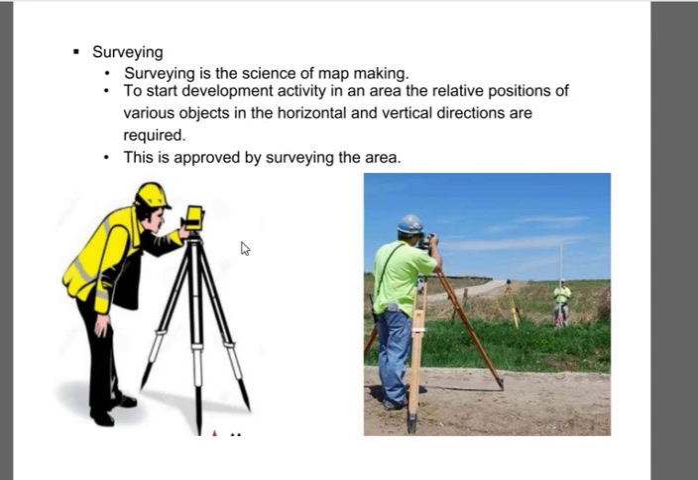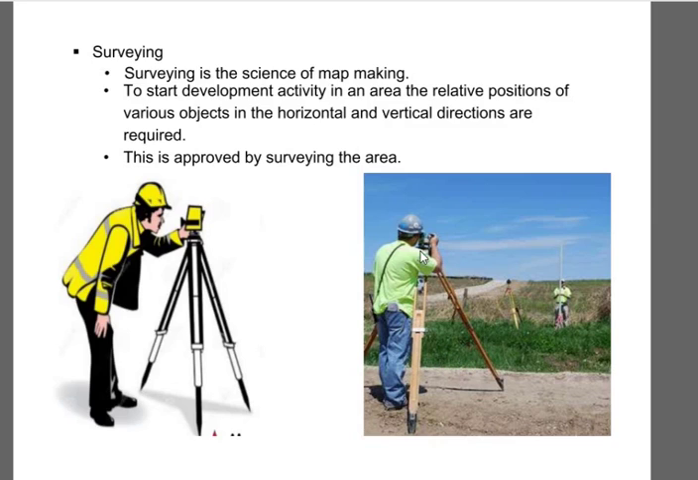Surveying means identifying the ground points with respect to a particular point. Surveying is the science of map making. You might have seen different maps, the house map, the different geographical maps. These maps are made by using surveying techniques.